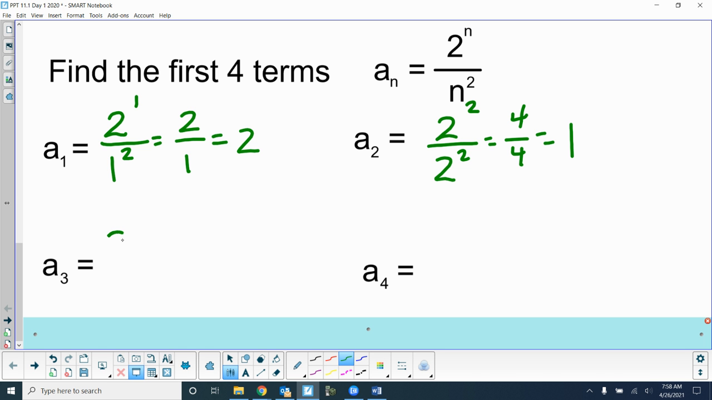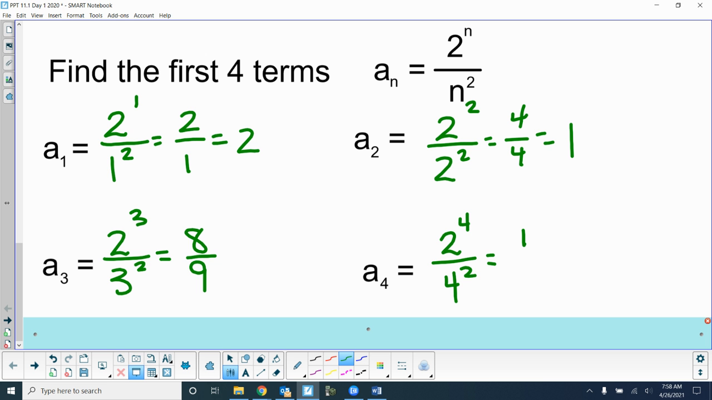When I'm looking for the third term, that means n is 3. 2 times 2 is 4, times 2 is 8. 3 times 3 is 9. Want the fourth term, that means n is 4. All right, so 2 times, we got 8, times another 2 would be 16, and 4 squared is 16, so it goes back to 1.